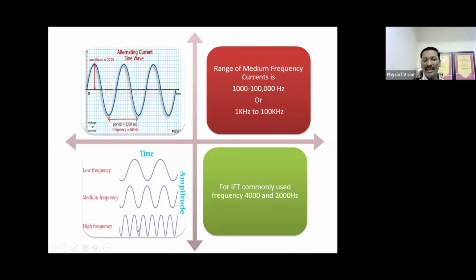Whereas in high frequency, it is at least 100 times more than what we see in the medium frequency current. So basically, based on how many waves are formed in a given time, currents are classified into low, medium, and high frequency. If the number of waves in a given time is around 1 kilohertz to 100 kilohertz, we call them medium frequency current. For the commercial and therapeutic application of IFT, the two commonly used frequencies are 2 kilohertz and 4 kilohertz.